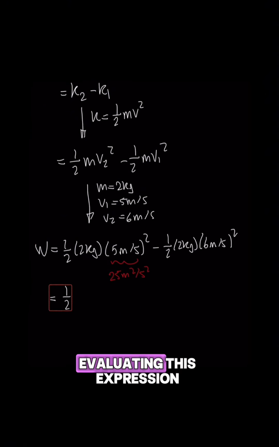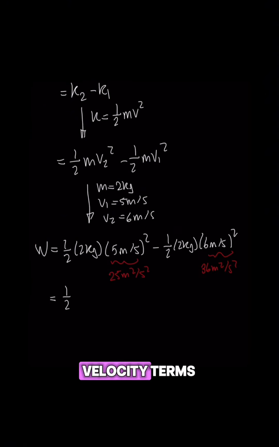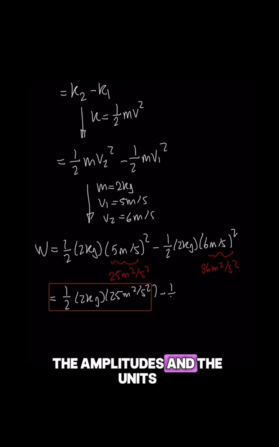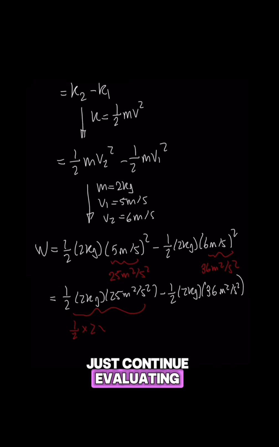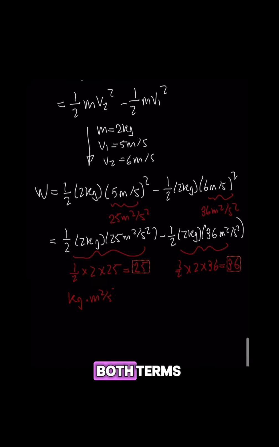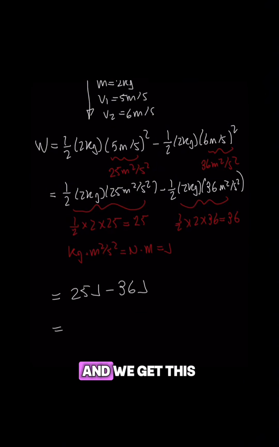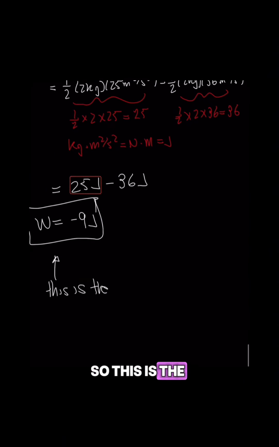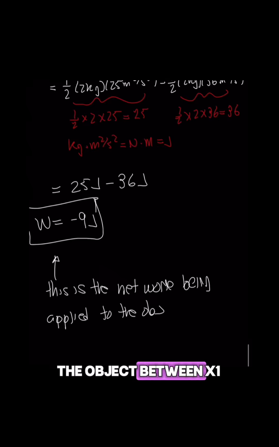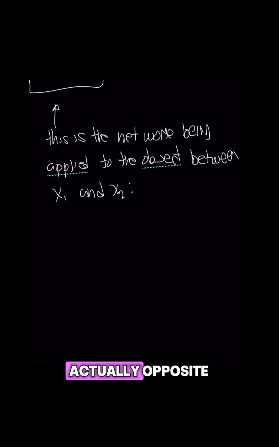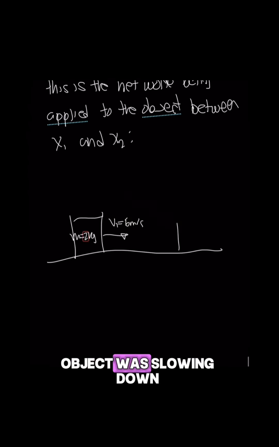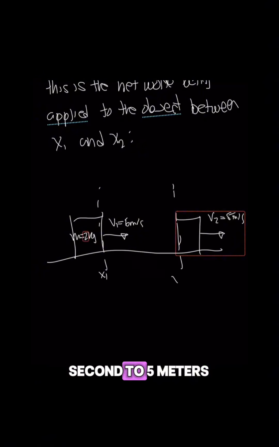So we can start evaluating this expression by first squaring the velocity terms, remembering to square both the amplitudes and the units. And then we can just continue evaluating by computing the amplitudes and the units of both terms and do a simple subtraction, and we get this answer here. So this is the net work being applied to the object between x1 and x2 if the scenario is actually opposite. The velocity of the object was slowing down from 6 meters per second to 5 meters per second.